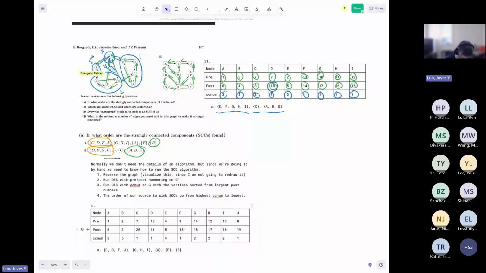Sorry for the drawing all over the place. Let me try to use a different color. Hopefully that helps.